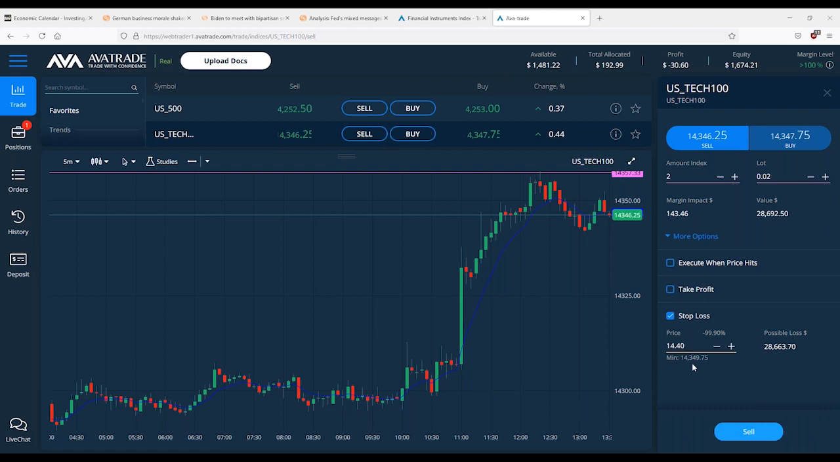Okay, stop loss, $14,400. Okay, is what I'm aiming to do here. And there it is. So I would risk 106. Maybe that's acceptable to me. If not, I adjust my trade size to the amount I'm really willing to risk, right?